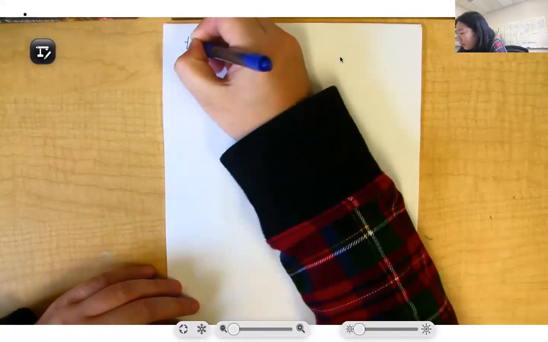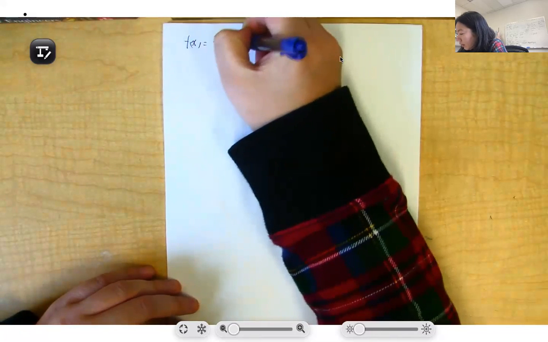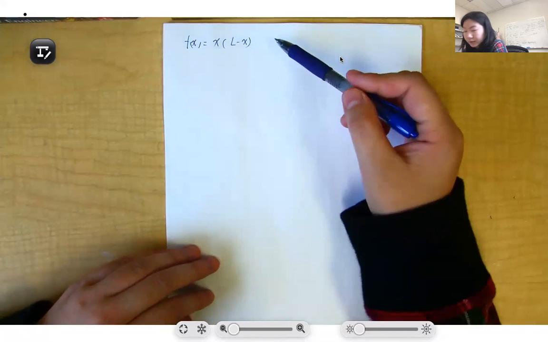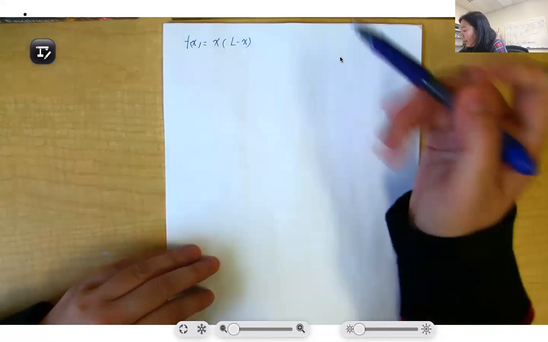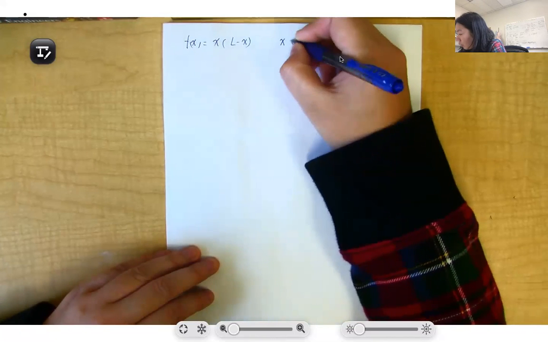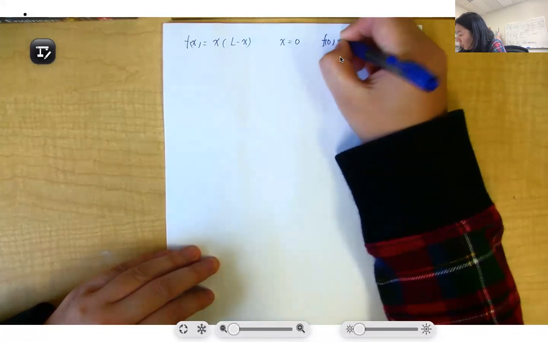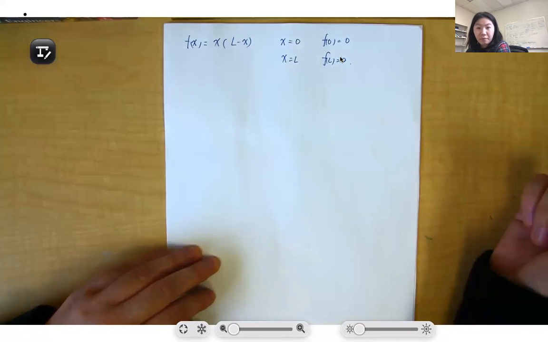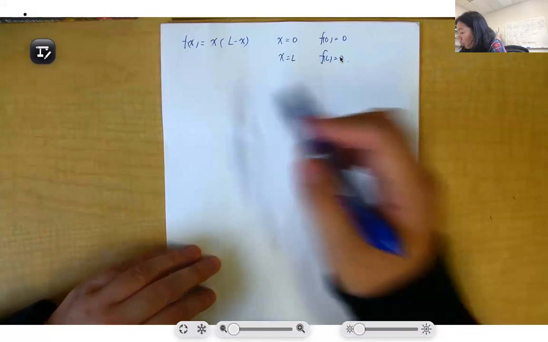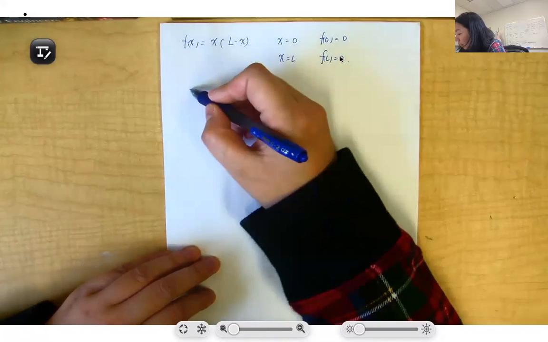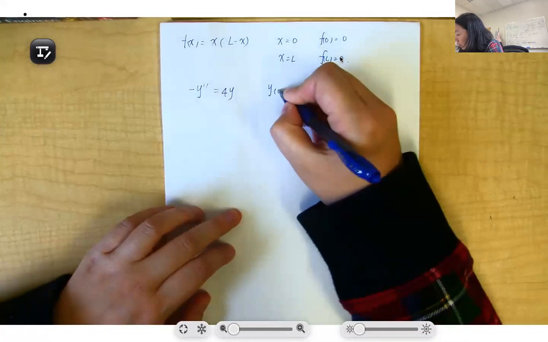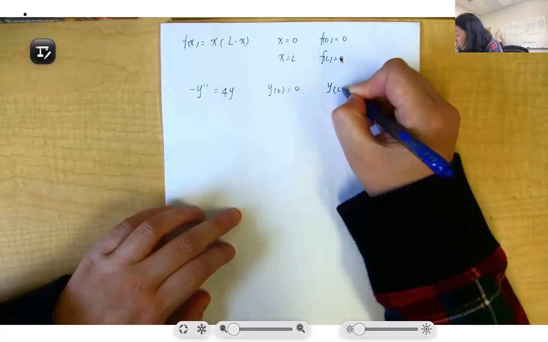So our second example, f(x) equals x times (L minus x). This is a continuous function, a quadratic function. It's not constant anymore. When x equals 0, f(0) equals 0. When x equals L, f(L) equals 0. So it satisfies the boundary conditions for the Sturm-Liouville problem, which is minus y double prime equals 4y, y(0) equals 0, y(L) equals 0.